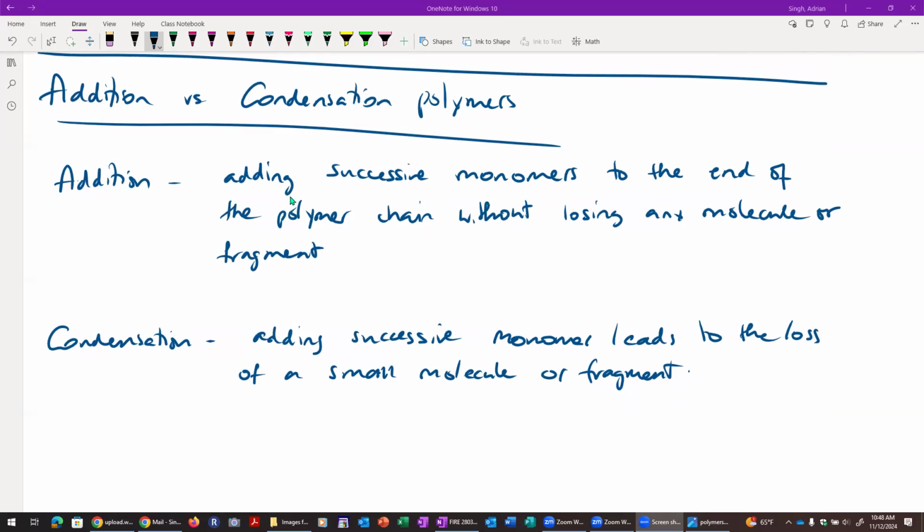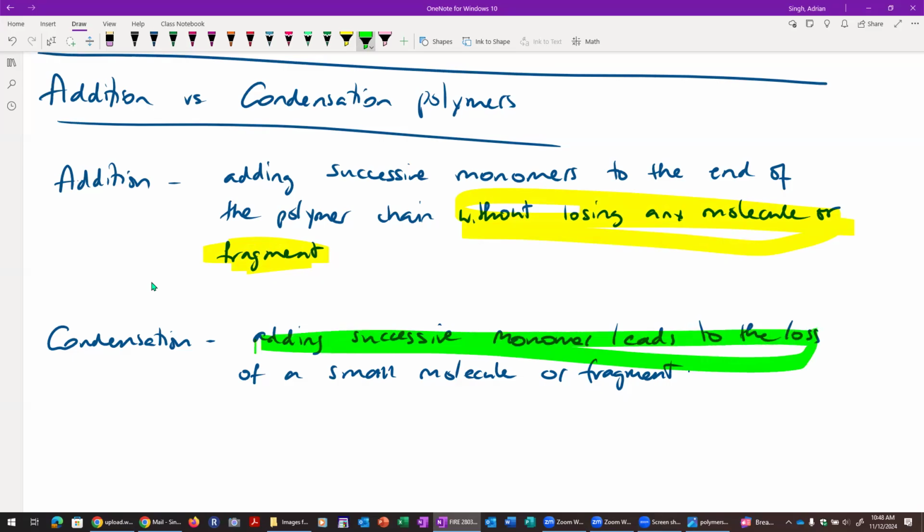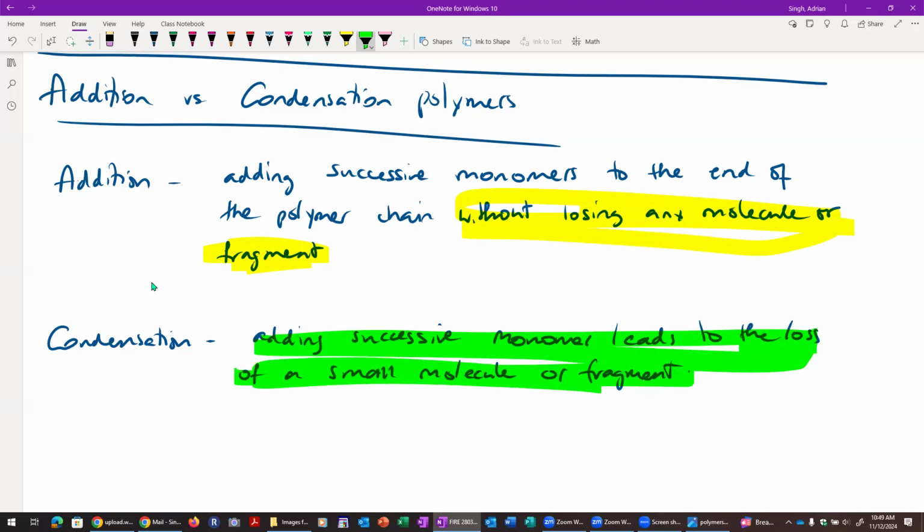So in an addition polymer, as the name suggests, actually in both of these, we're going to be adding successive monomers to the end of the growing polymer chain. However, in an addition polymerization, when we add that next monomer to it, we don't lose any molecule or fragment when we stick that on the end. In a condensation polymerization, however, when we add a successive monomer to the end of the polymer chain, we do lose either a small molecule or a fragment that's released on adding that, or making the polymer chain a little bit longer.